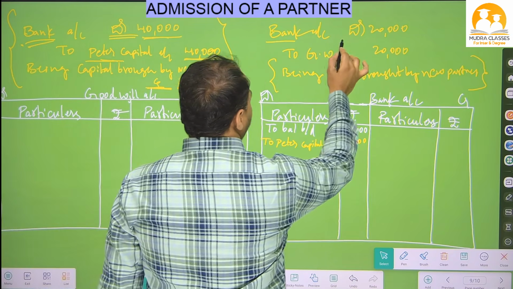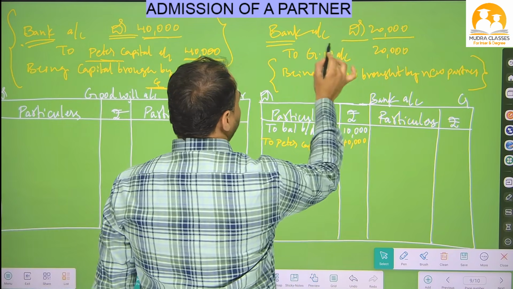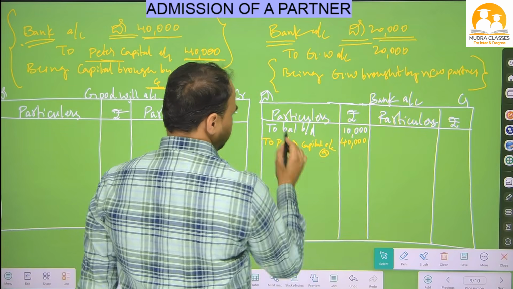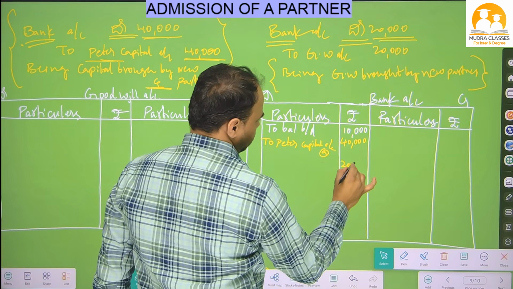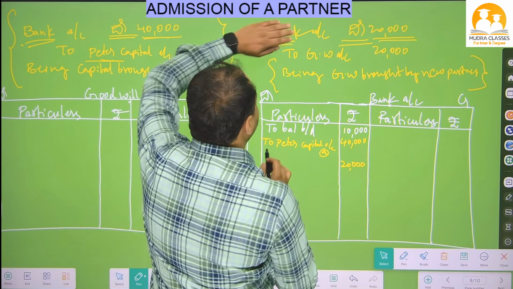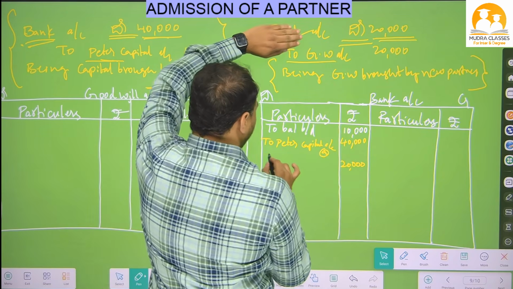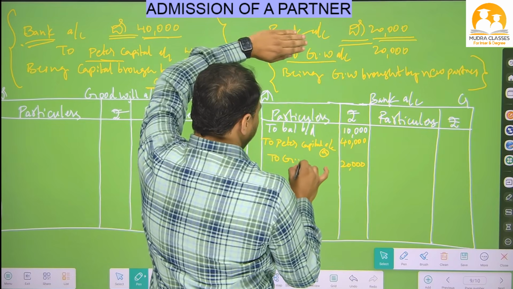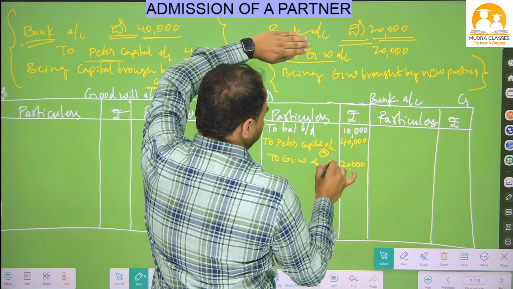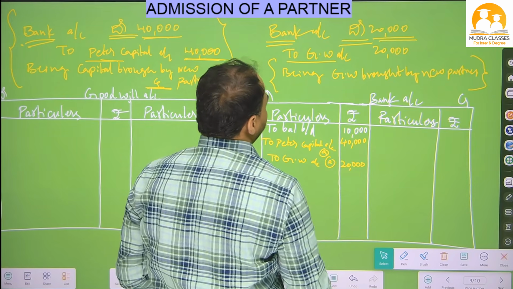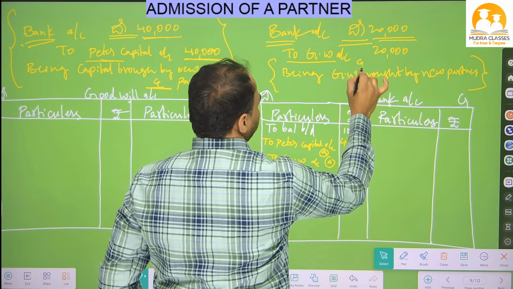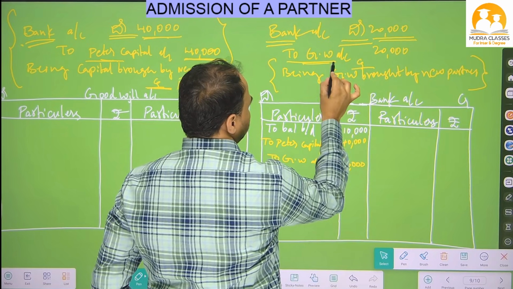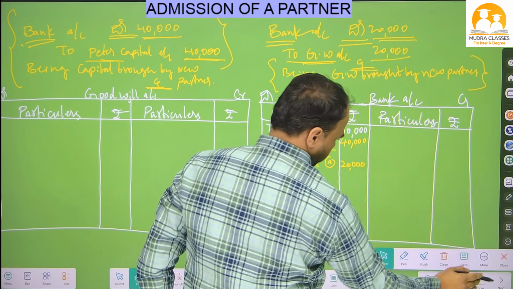Write in bank account debit side 20,000. I return 20,000. Okay, close this bank, beta. What is opposite? To goodwill account. So write down here: to goodwill account, adjustment number A. This is also okay. Now bank is on debit side, that means goodwill is on which side? Credit side. So write in goodwill account credit side 20,000.